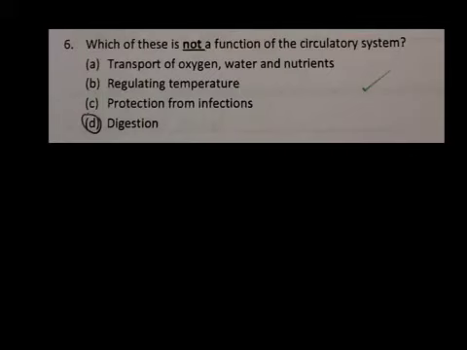Question 6. Which of these is not a function of the circulatory system? With the circulatory system, we're talking about the blood vessels. A, B and C are all talking about things that the blood does as it moves around the body. Digestion is the only one that doesn't. Digestion occurs in a different part of the body, in the stomach and the intestines. So digestion is the odd one out there.